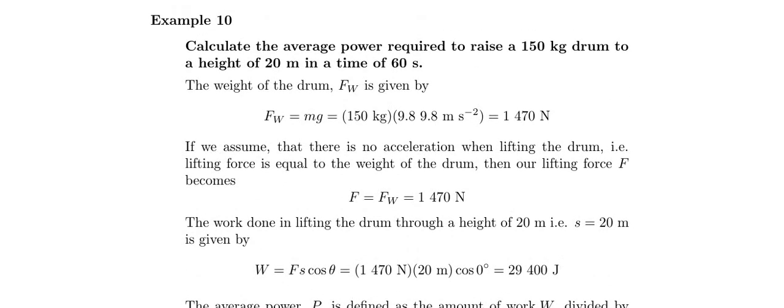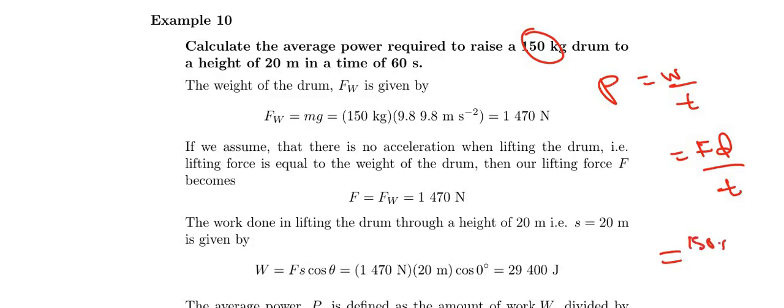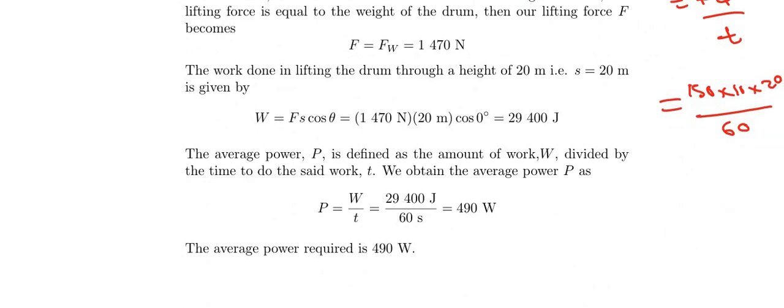Okay, something like this. They were saying, calculate the average power required to raise a 150 kilogram drum to a height of 20 in a time of 60. So you know power is equal to the work done over time. The only work done here is force times distance, over time. The force is its weight. So we're going to have 150 times g, which is simply 10, I'm using 10, then times the distance, which is 20, then divide by the time, 60. We're trying to get the power, by the way.